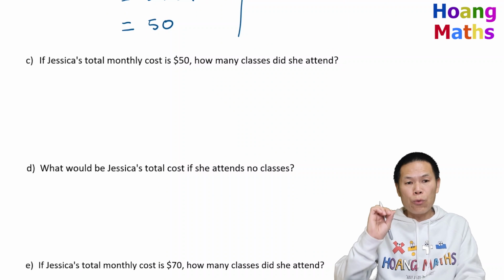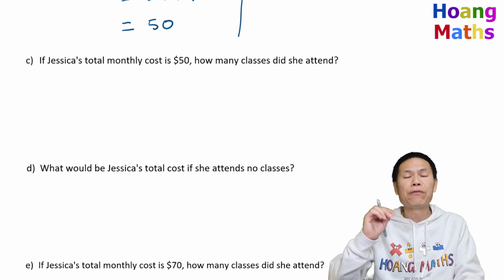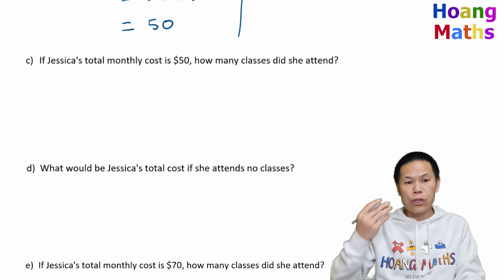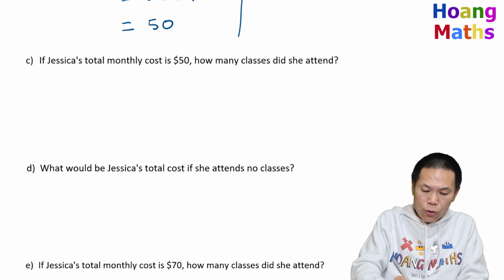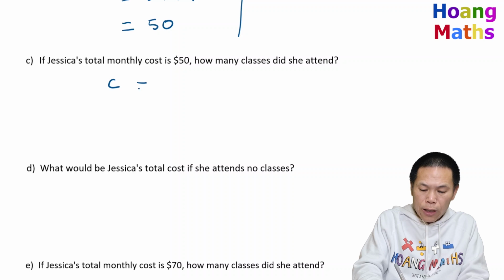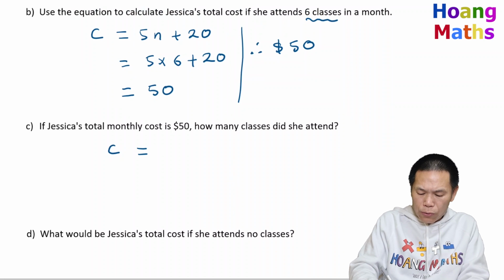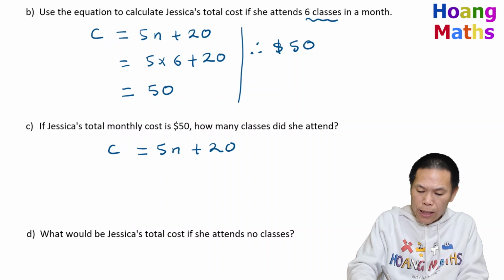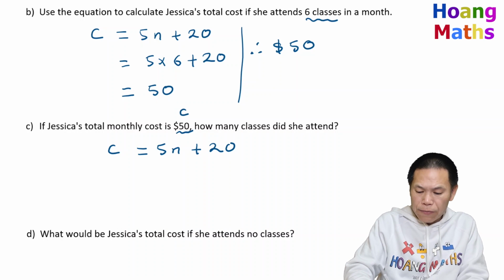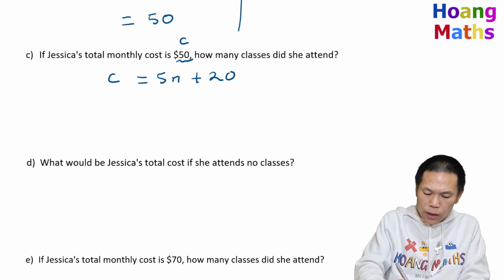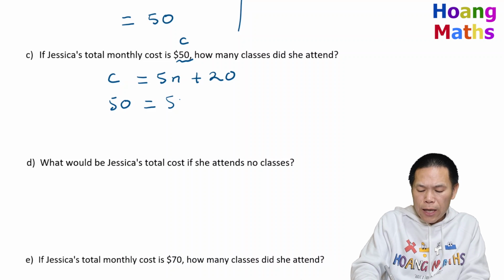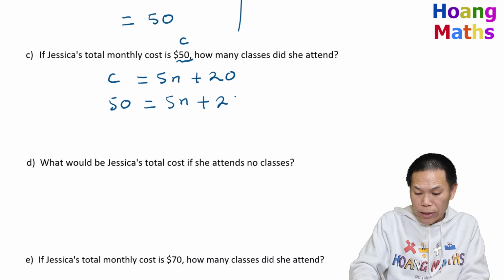Part C. We know that Jessica has to pay $50 a month. So we just need to work out how many classes she attended. So the rule is C equals 5n plus 20, and C is 50. So we just substitute it in. So 50 is equal to 5n plus 20.